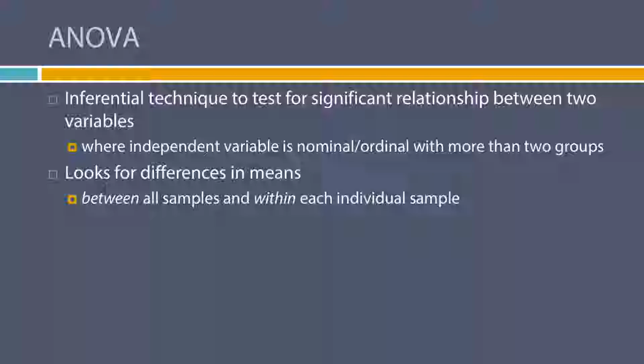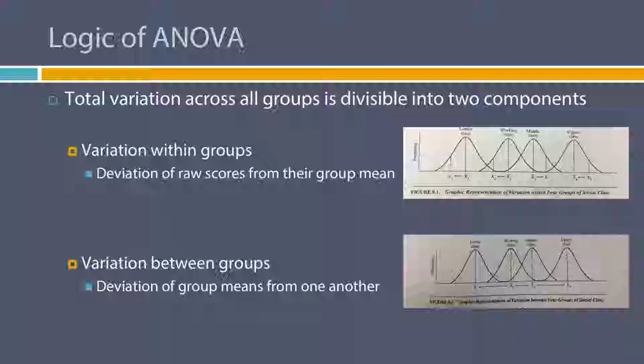So this ANOVA does that same thing. It allows us to look at what's going on within each group and see if that's a lot of variability or a little bit of variability, and then compare to overall how much variability is going on, how much difference there is between all the groups. So this is kind of an example. So it calculates variation across all groups, right? And it breaks it down into 2 components.